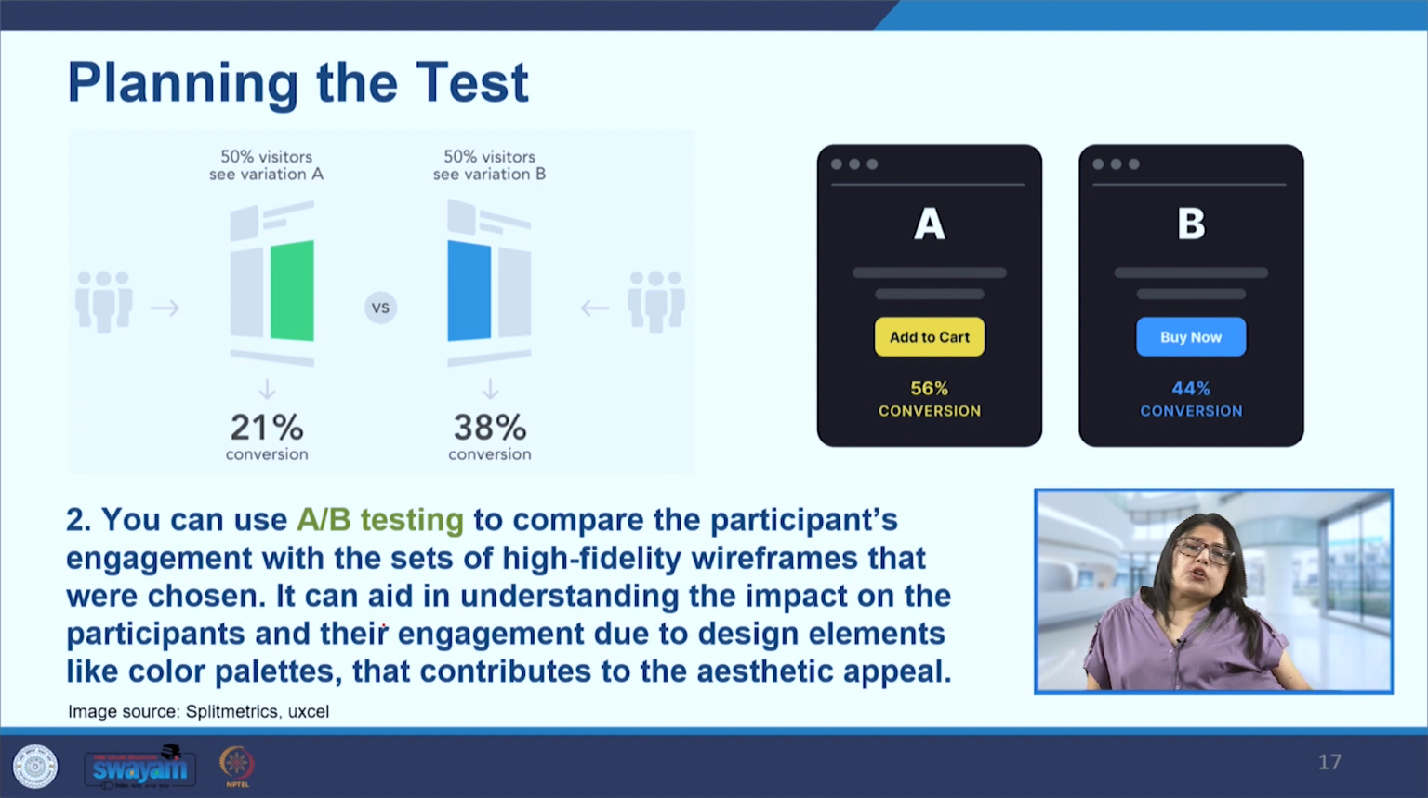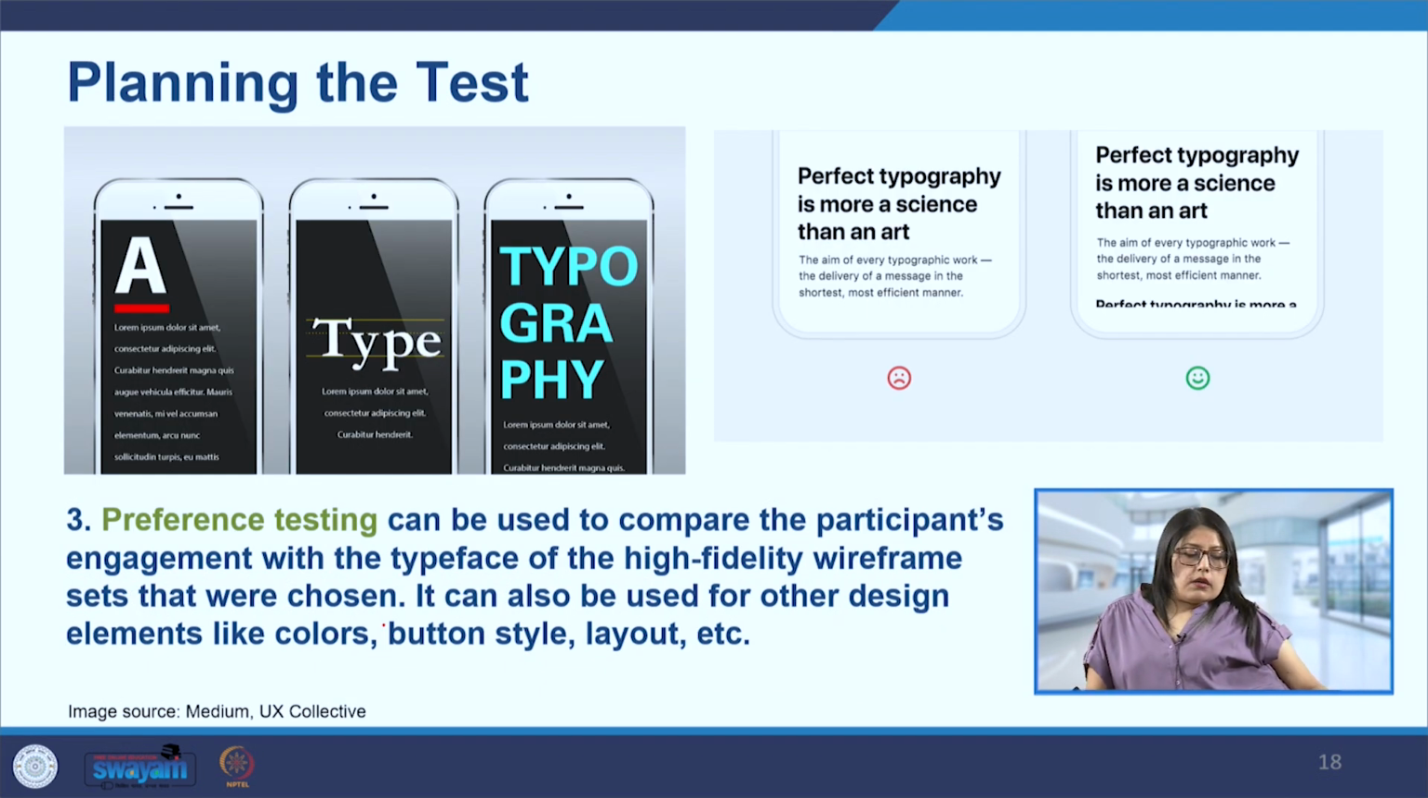So here we can check various parameters like the ones we saw earlier, and in addition to that we can see whether they prefer the color palette of version A or version B, and whether the font, the typeface, is easier to read. All of those things we can compare and check within the two different types of prototypes. So the preference testing is specifically to test the particular typeface that they prefer.